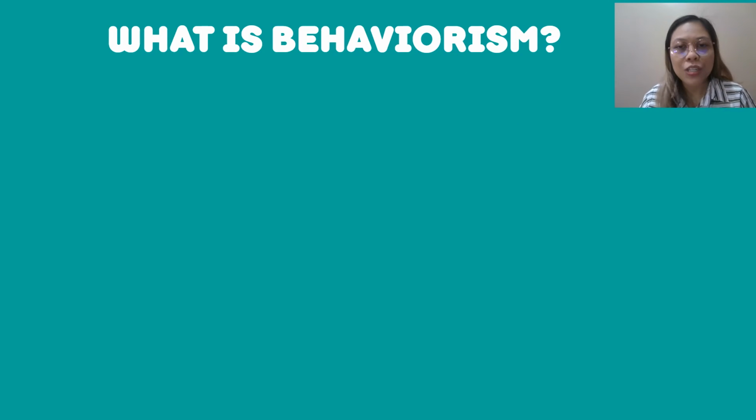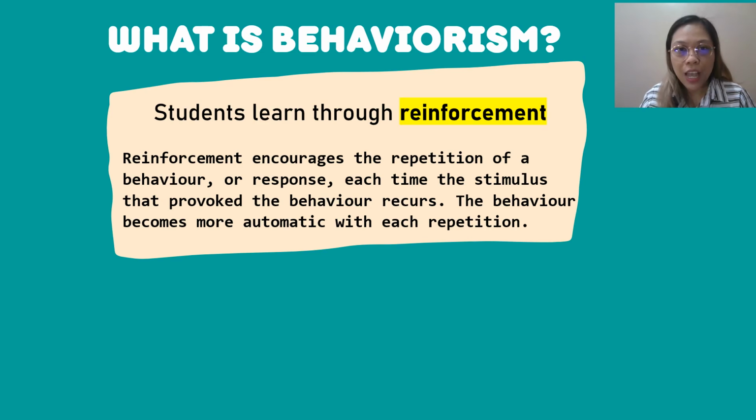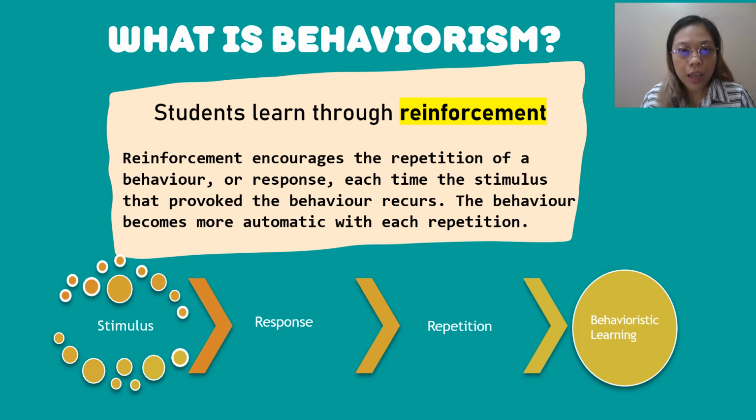So going back to the central belief that students learn through reinforcement, reinforcement encourages the repetition of a behavior or response each time the stimulus that provoked the behavior recurs. The behavior becomes more automatic with its repetition. And so in this diagram that we have here, behavioristic learning is the result of the relationship between the stimulus and the response.